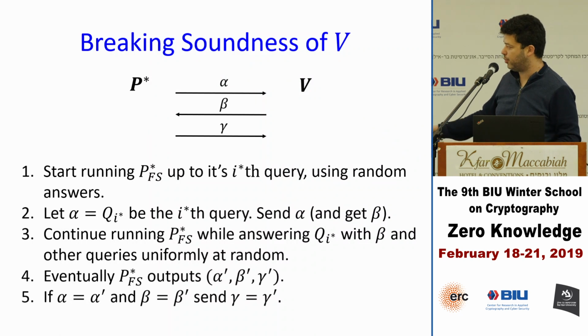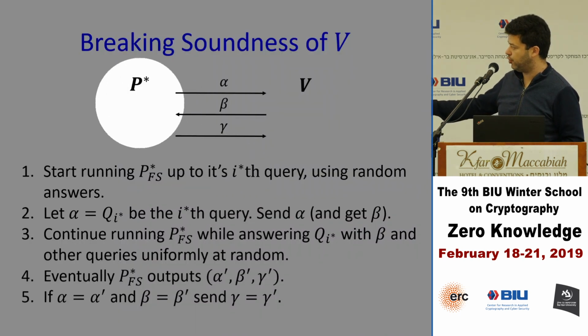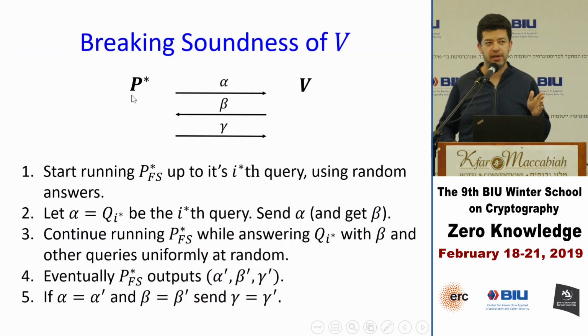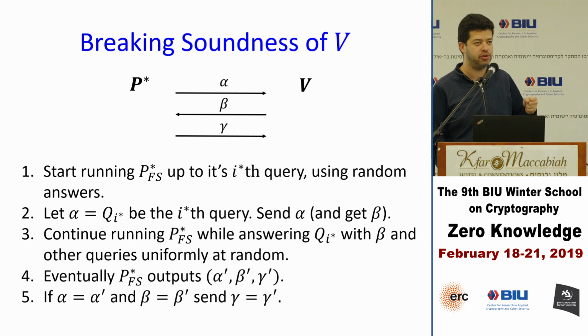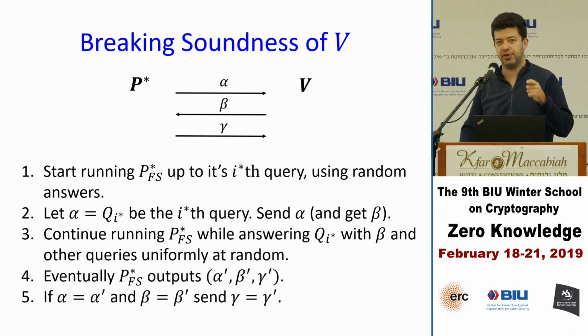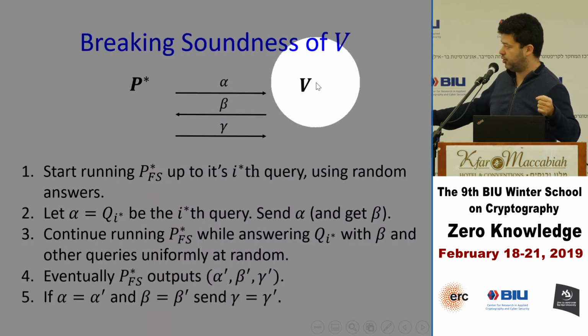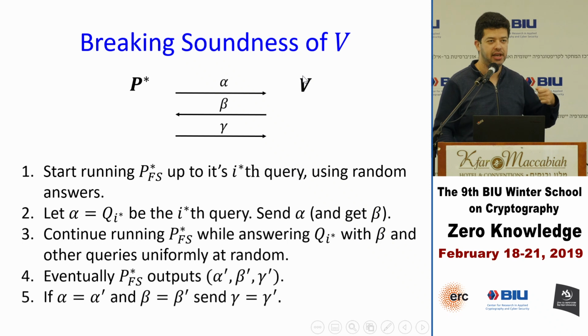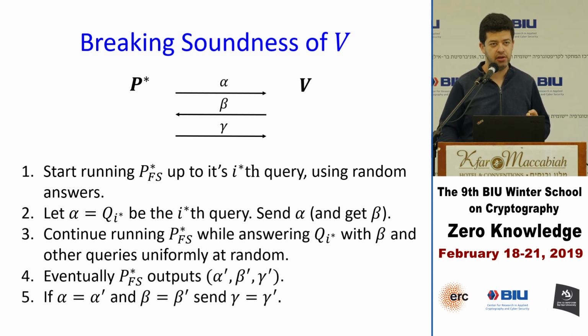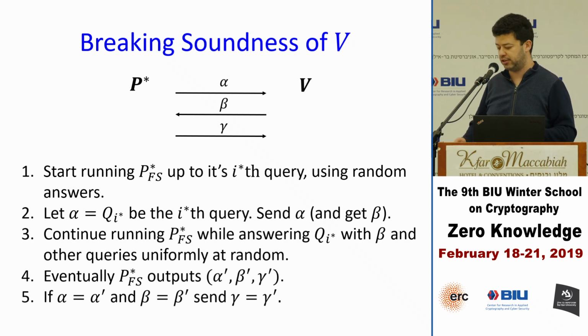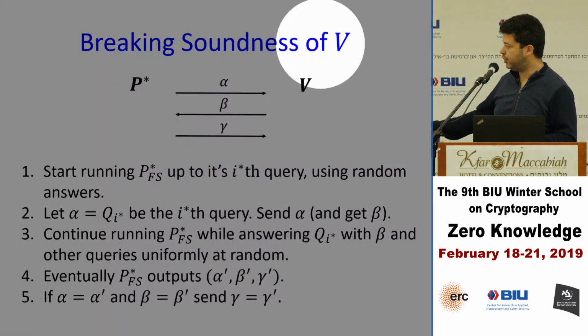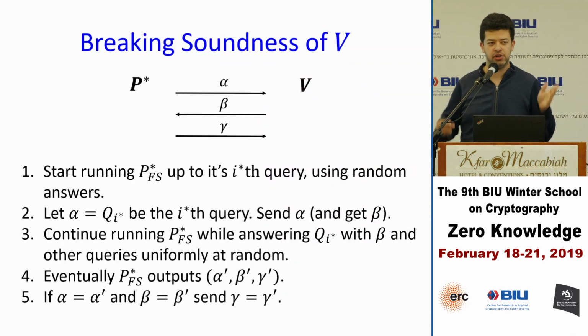Let me quickly recap what we did. As a cheating prover for the interactive protocol, I'm running the Fiat-Shamir prover up to query i-star, where I've answered everything with random responses. For the i-star query, I don't answer yet, because I'm sending it to the verifier. The verifier responds with beta. I use this beta as the answer to the i-star query, then continue the interaction with random answers. Eventually, I get back the Fiat-Shamir message, and I send over gamma. Any questions?